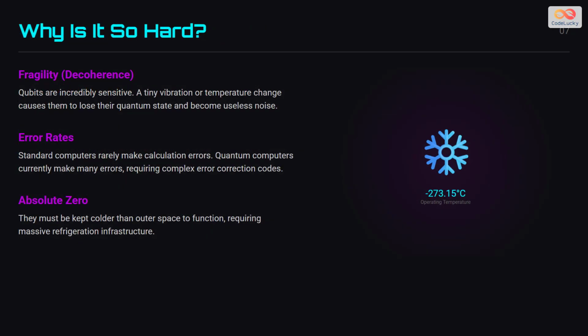Why haven't we switched yet? Because qubits are incredibly fragile. Any noise, heat, or vibration causes decoherence, where the quantum state collapses and the calculation fails. Maintaining the absolute zero temperatures required to keep them stable is an immense engineering challenge.